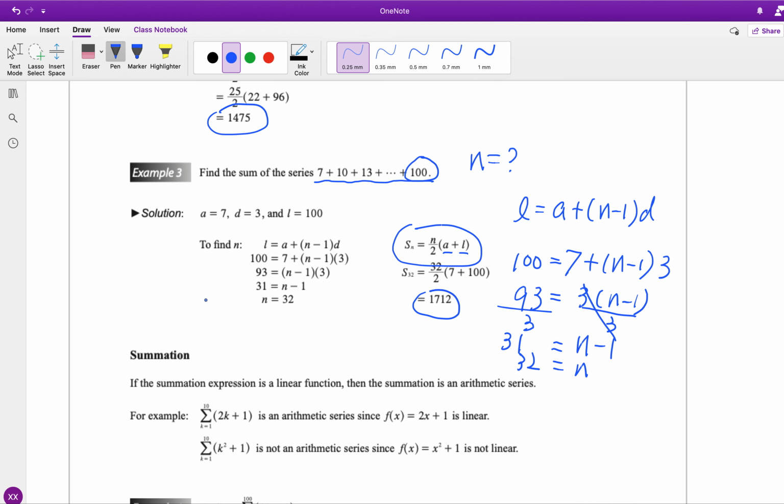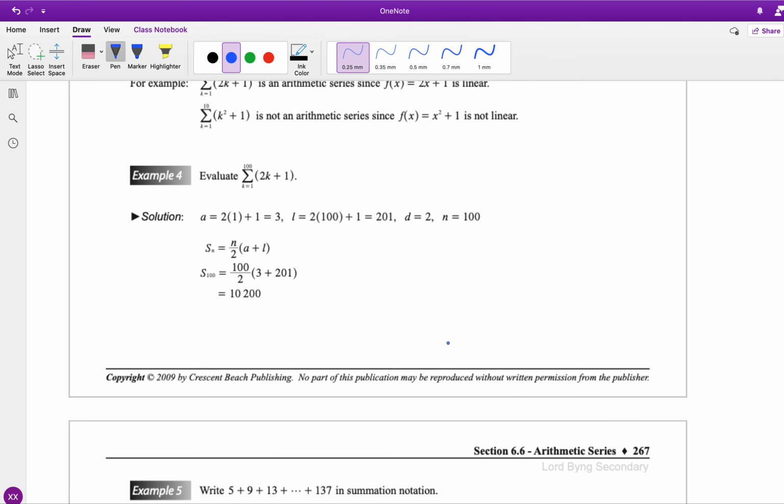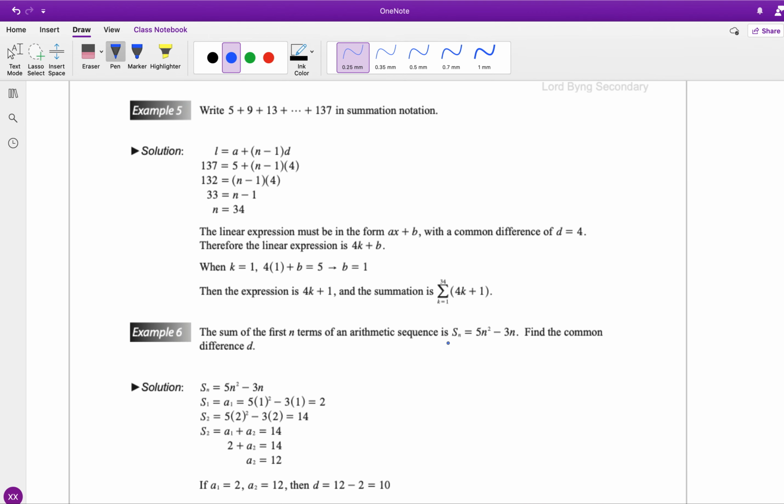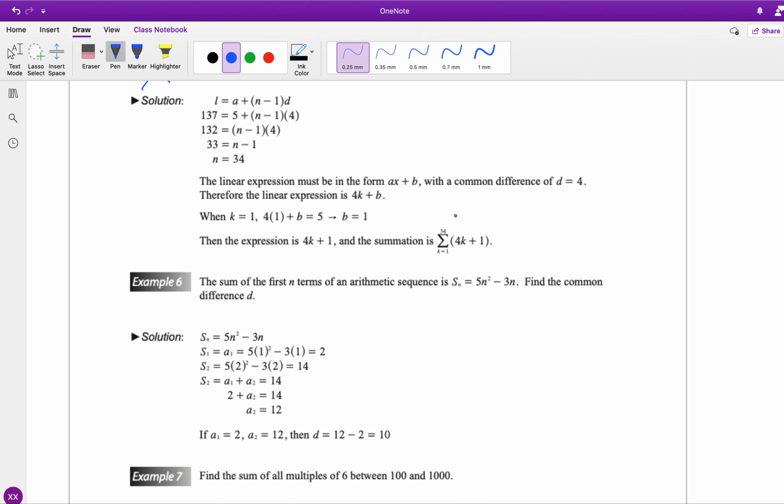Okay, now the summation, do not worry about it. I will do another video talking about the sigma notation and the summation. This is just a different way to write it. And then the last one, so the summation, don't worry about example 5. I will do another video.